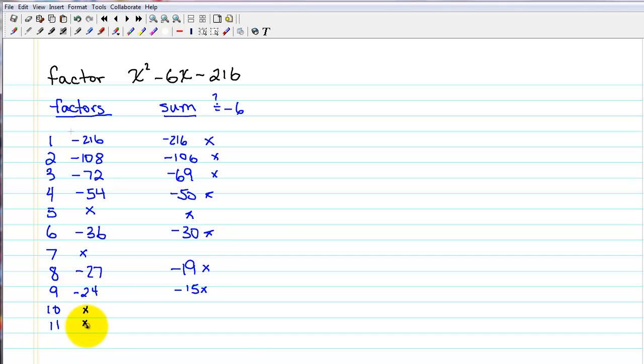11 does not divide. And 12 divides in 18 times, so we get negative 18, so that's negative 6. So that's what we're looking for. So our factors for this then are x plus 12 and x minus 18.